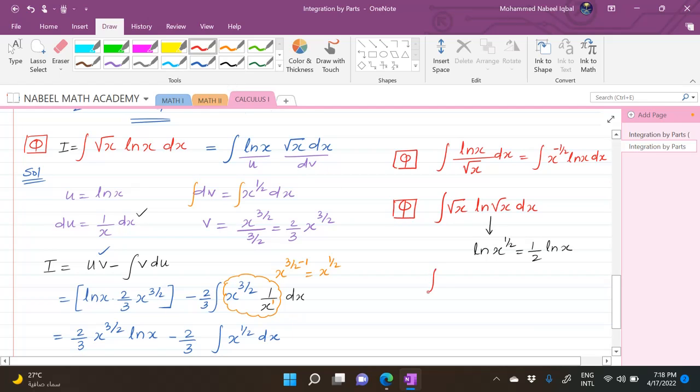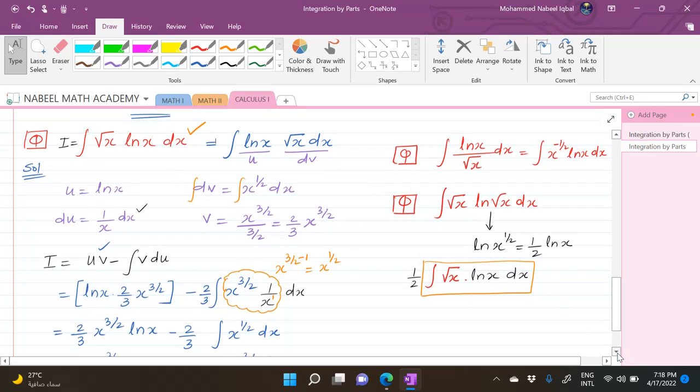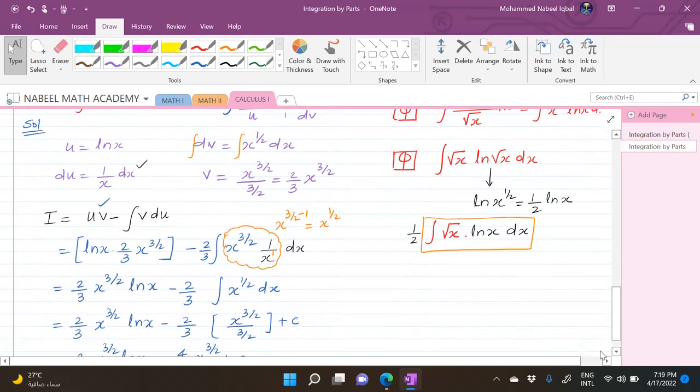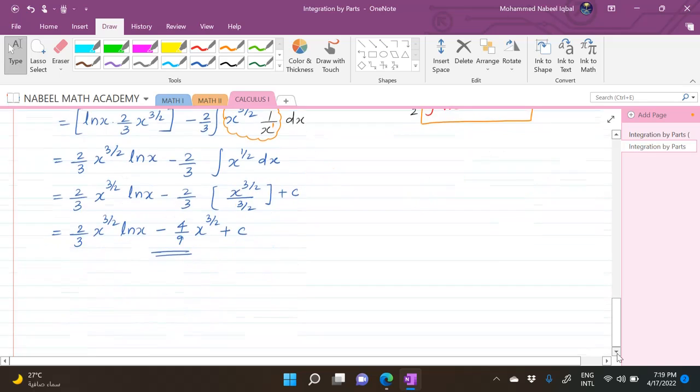Therefore, this integral becomes integral x, and here we will have 1 over 2 outside, ln x dx. This is actually the same thing, but multiplied with 1 over 2 outside. Is it the same thing? Same problem, but the 1 over 2 outside is due to this root as per the property of ln. So these are similar problems you can solve as exercise problems for homework.